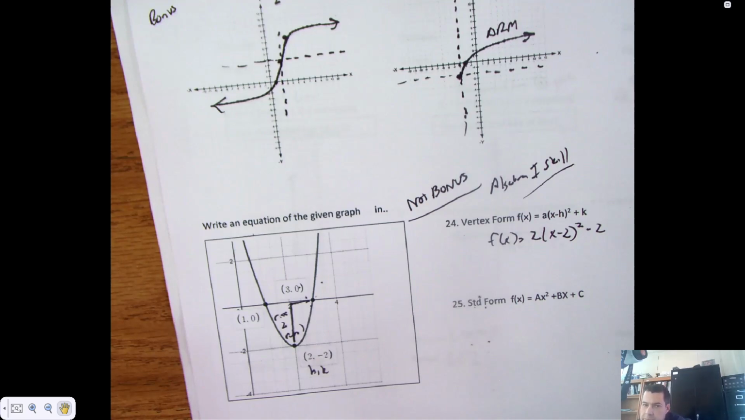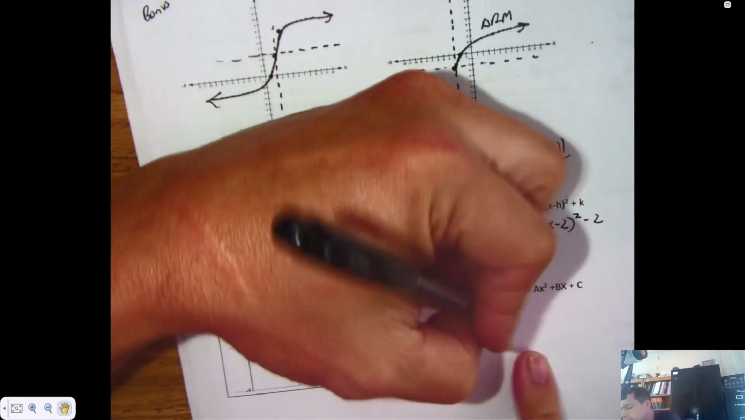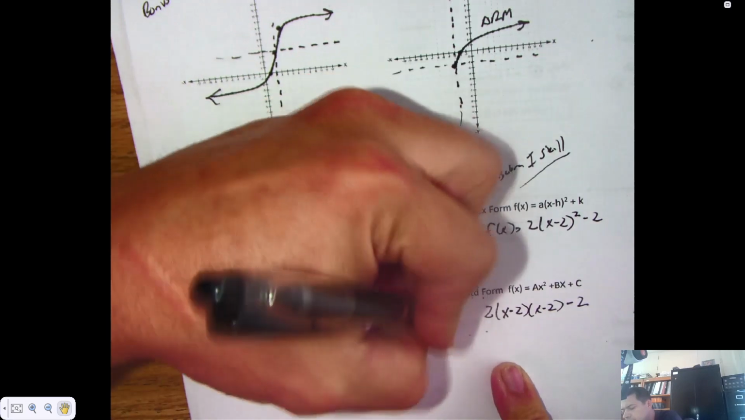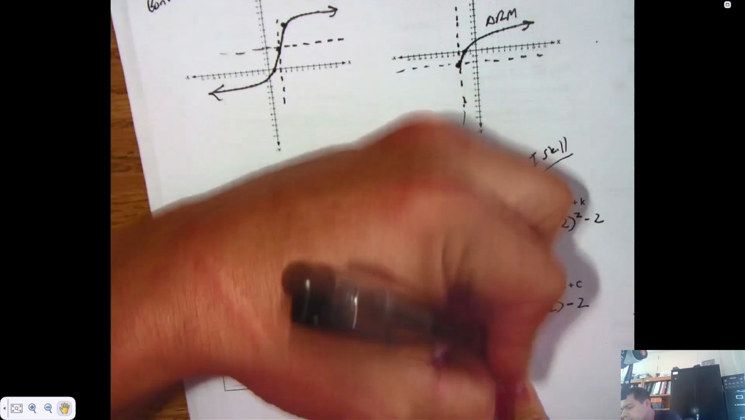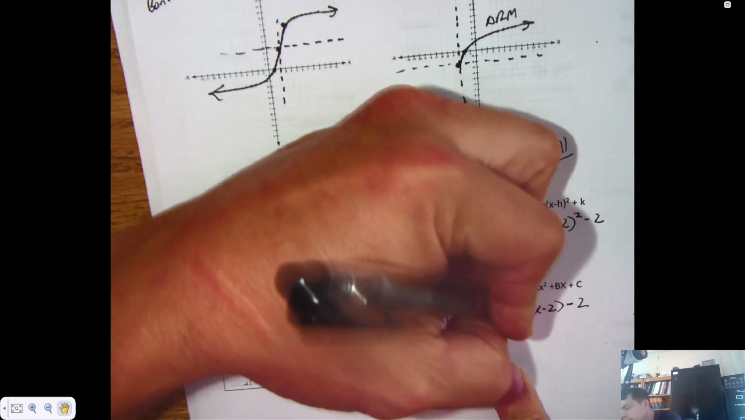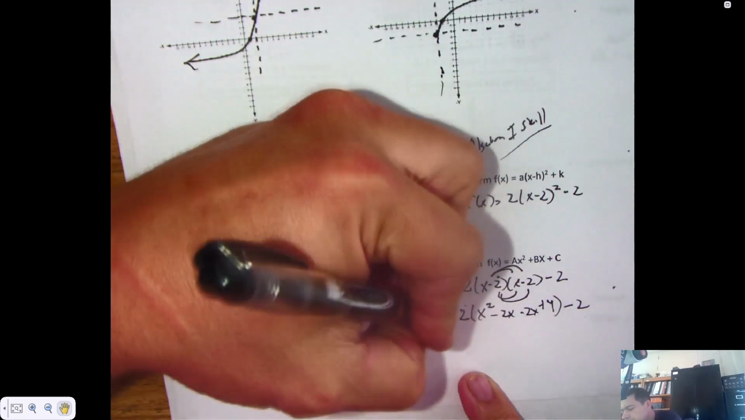Standard form, you're going to pick some other point and plug it in. Oh, sorry, we didn't even have to do that. Standard form, we just take what we have and we work with it. To square something, you know you write it twice. X minus 2 times x minus 2 is x squared minus 2x minus 2x plus 4, then minus 2. Distribute the 2. We're going to have a negative 4x times the 2 is negative 8x plus an 8 and then minus the 2. Combine like terms.